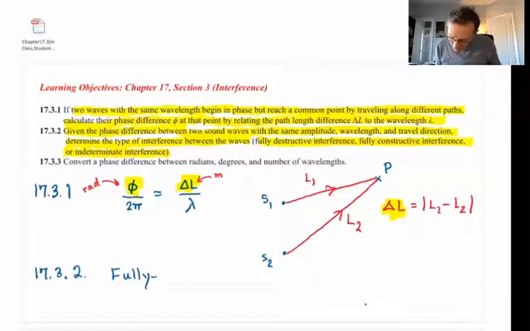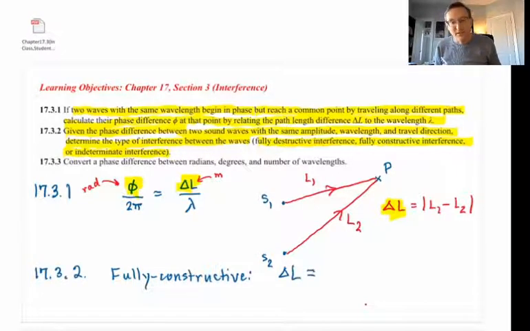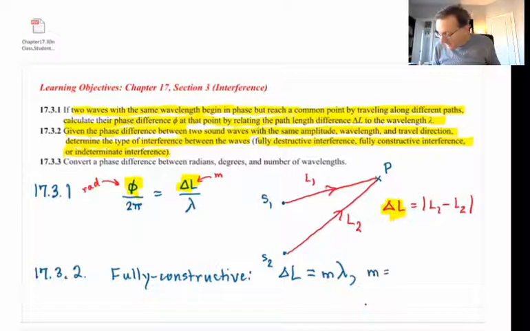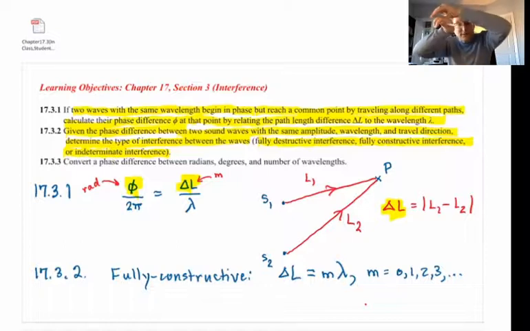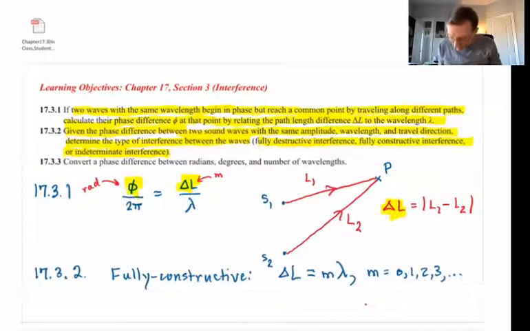I wrote this on the video 17.3. For fully constructive interference, you want the path length difference, delta L, to be an integer times the wavelength, m lambda. The symbol m stands for any integer in this sequence, 0, 1, 2, and so on. If the path length difference between the two waves is an integer multiple of the wavelength, then the two waves will be arriving at point P lined up crest to crest, and you'll get fully constructive interference.